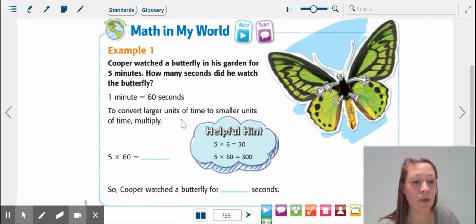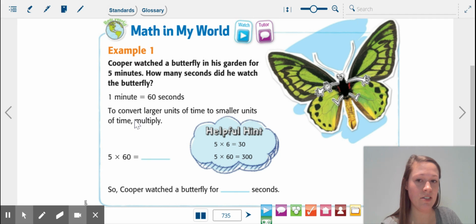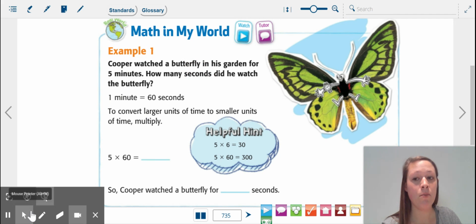Now, remember, when we're dealing with tens, it makes it a lot easier if it ends in a 0, okay? Because there are some tricks that we've learned back at the beginning of the school year with that extra 0 at the end. So remember everything from back then. Okay, so 1 minute equals 60 seconds. So to convert units of time to smaller units of time, multiply, okay?